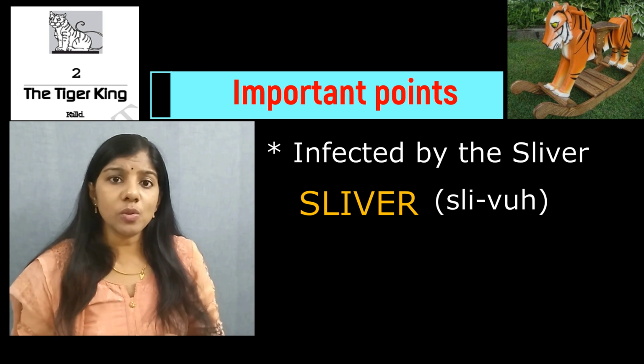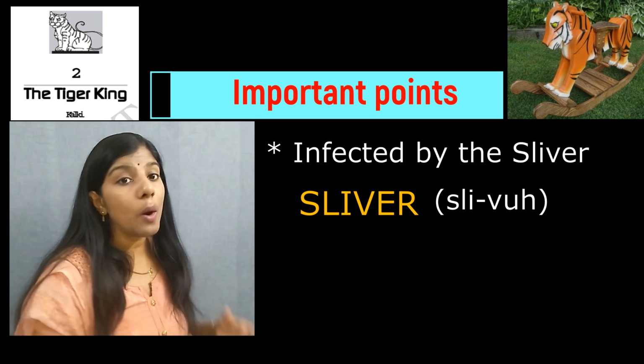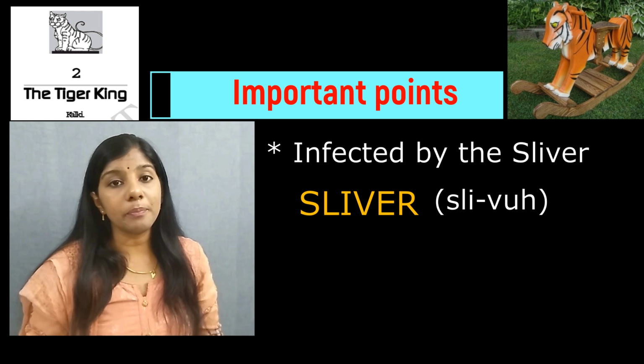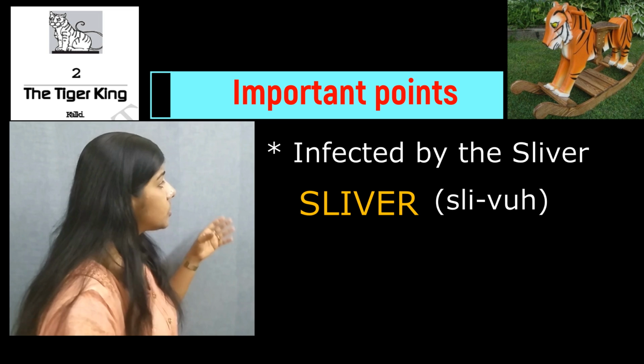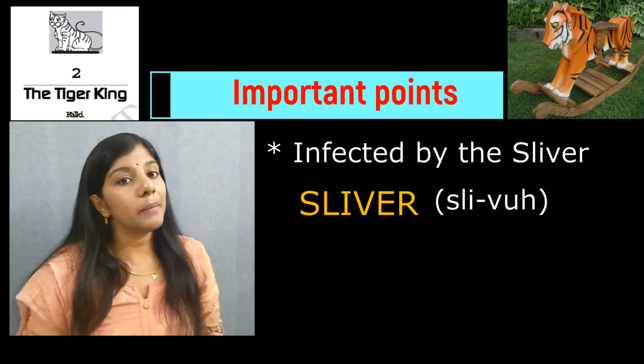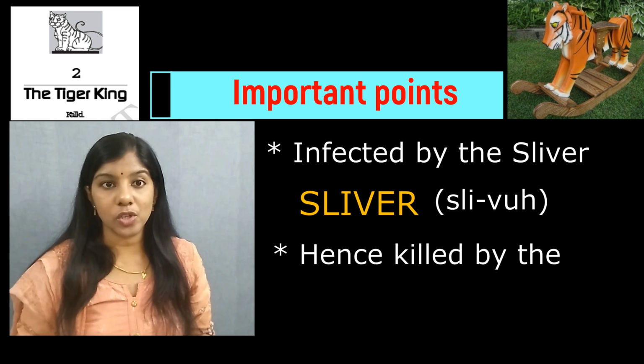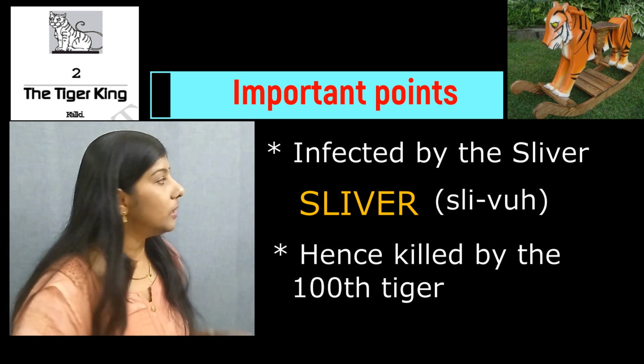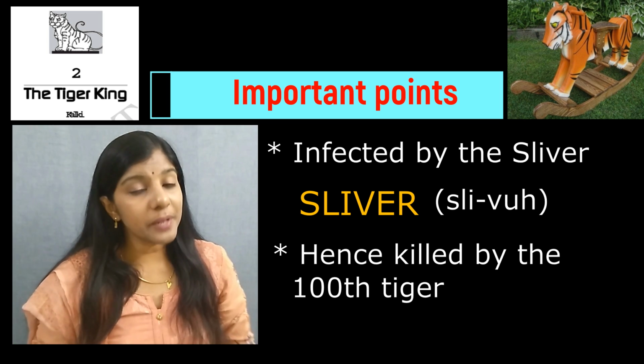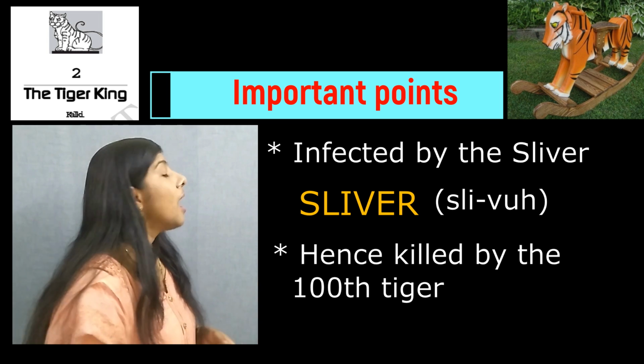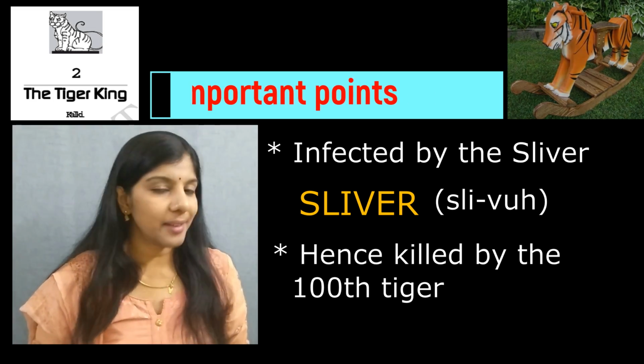The infection spread so fast that Maharaja had to be operated upon, and he was operated on by 3 surgeons. These 3 surgeons operated on him, but they could not save Maharaja. Maharaja died due to the infection. So, as the prediction goes, Maharaja ironically met his death by the 100th tiger.